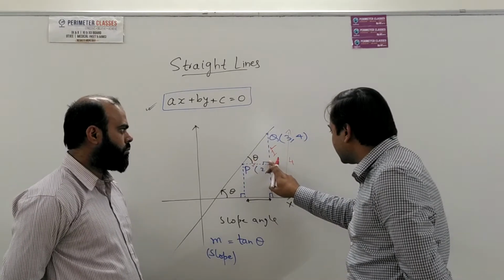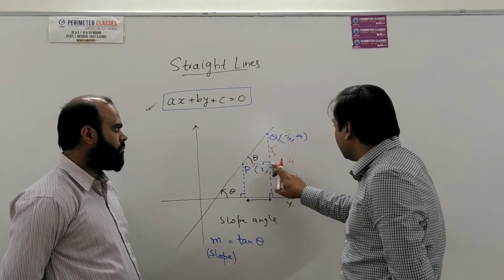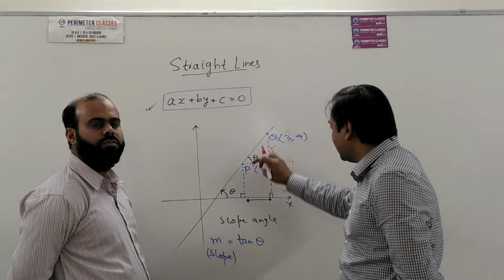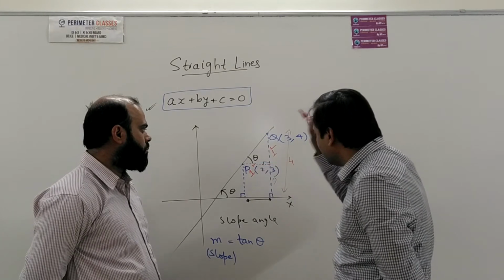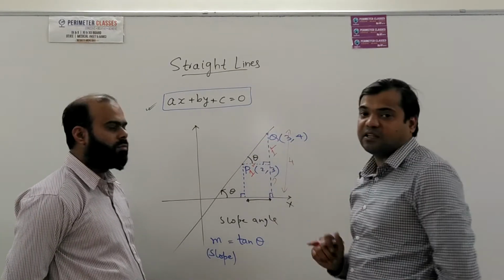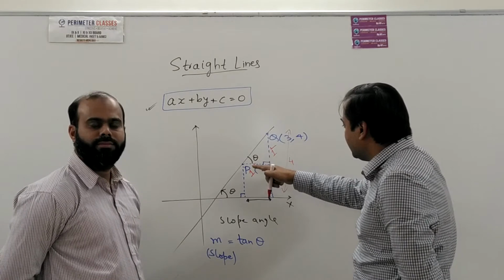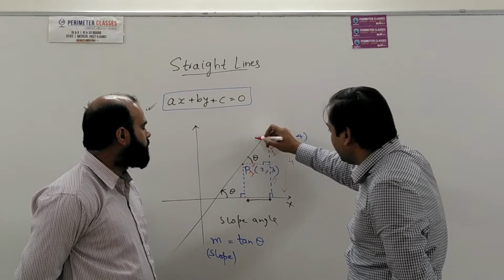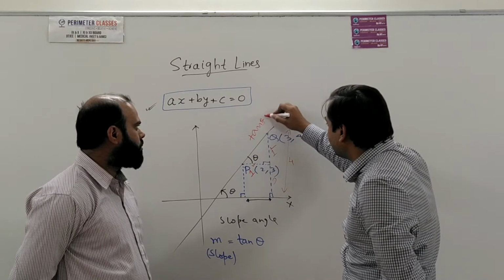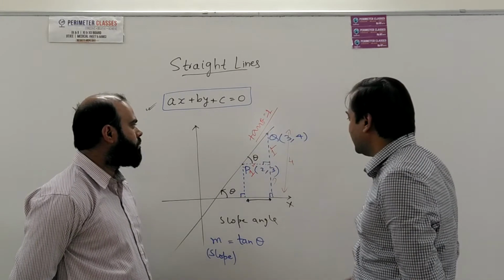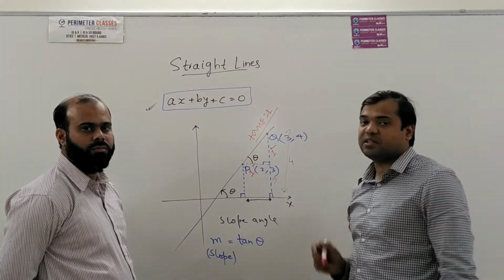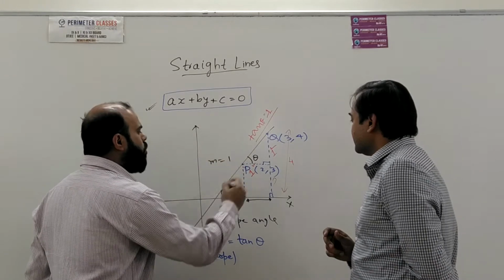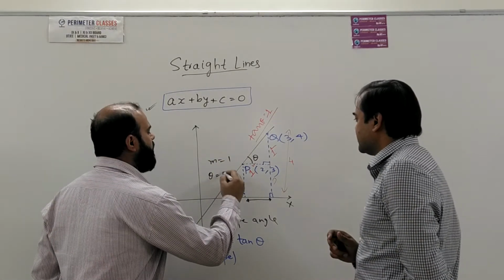Now what is the length of this side? This point has an x coordinate of 3, and this point has an x coordinate of 2. So again the length of this side is equal to 1. So both of these sides are equal to 1. Now what is the value of tan theta? Tan theta is the length of this side divided by the length of this side. So tan theta in this case is equal to 1. So the slope of this straight line is plus 1, and the slope angle is 45 degrees.